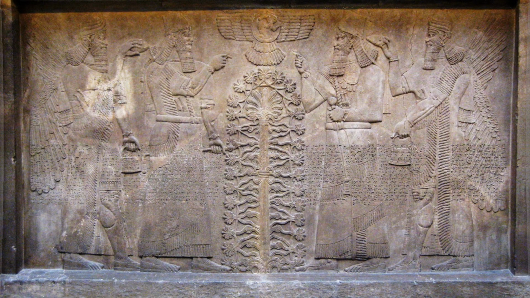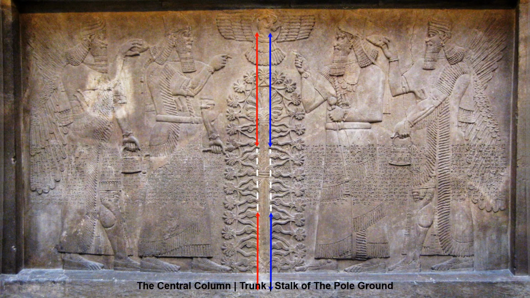Before us, we have the example of a stone tablet with a depiction of the tree of life at its center. Our focus will be on the central column, the trunk or stalk of the pole. The first symbol that we will compare to the component design of the tree of life is that of the maypole.